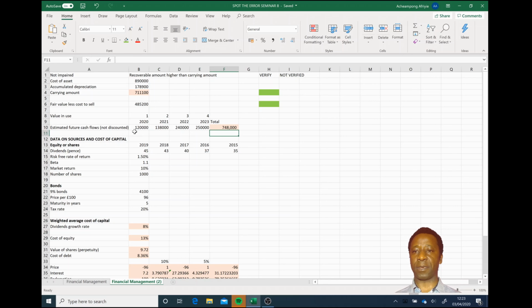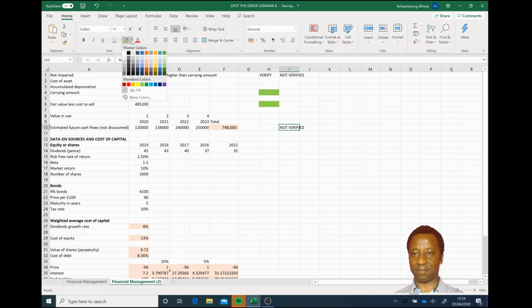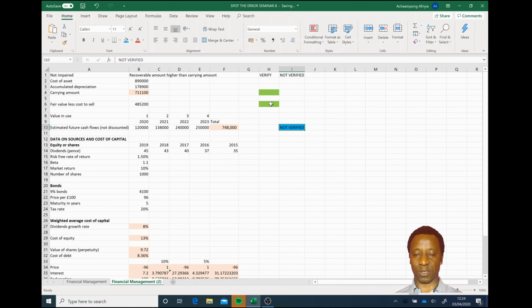But we are not happy that these cash flows have not been discounted, because if they are future cash flows, then they should be discounted to their present value. That's a clue, right? So we are not happy with that. That is not verified. So let's give it a not so good color. What color? Let's go for blue. Let's make it blue. It means we are not happy. We need to ask more questions. We need to go dig a bit deeper.